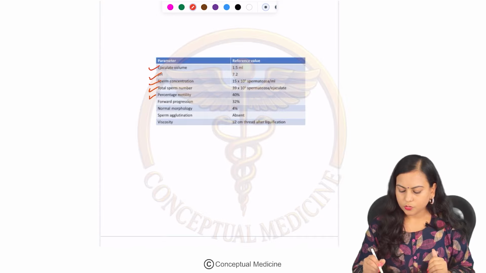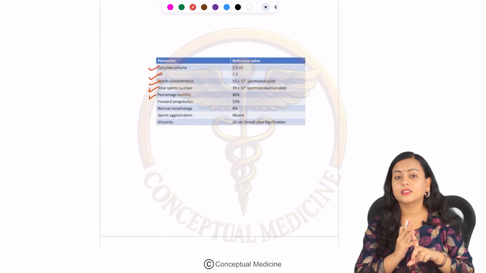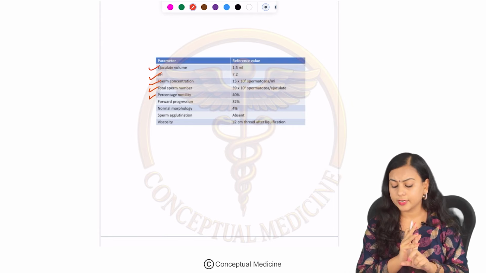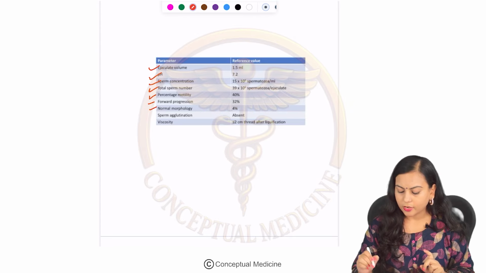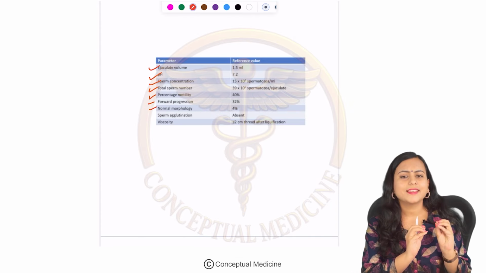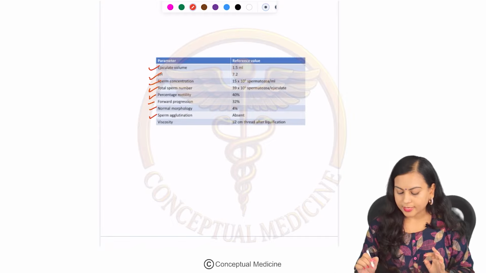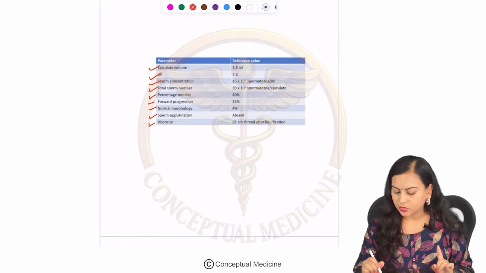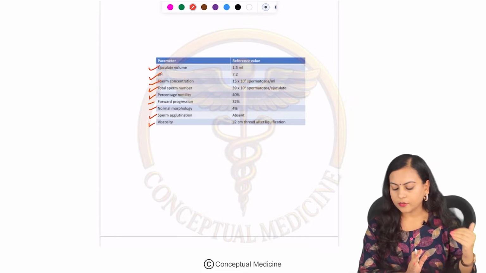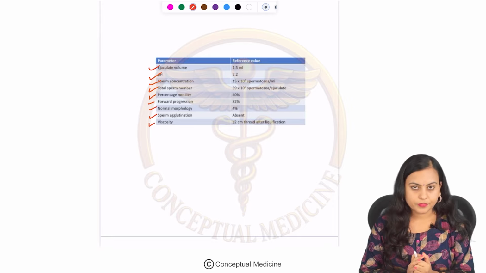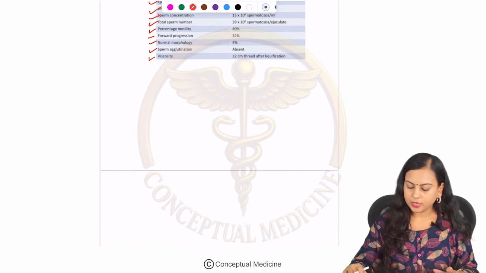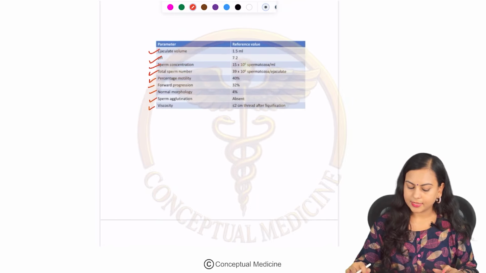Then total percentage motility should be 40%, in that the sperm which is showing forward motility should be at least 32%, and normal morphology should be at least 4%, meaning at least 4% of the sperms should have normal morphology, and sperm agglutination should be absent, and the viscosity will be less than or equal to 2 threads after liquefaction. Clear? So this is all about your semen analysis test.